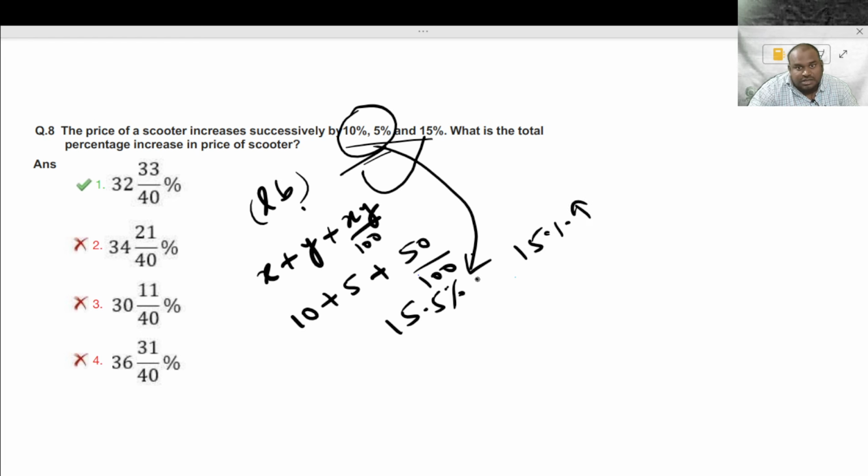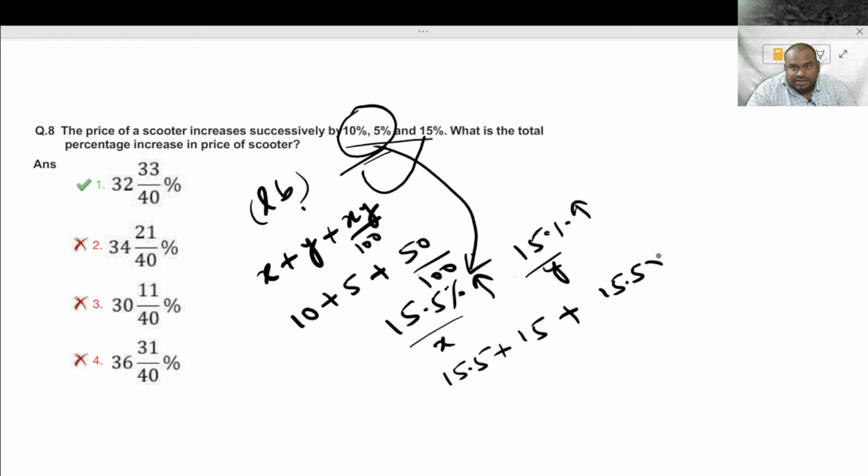Okay. First it increased by 15.5%, which means the increments of 10% and 5% together made 15.5%. Again it increased by 15%. So for these two, you take this as x and this as y. Calculate again the same thing: 15.5 plus 15 plus 15.5 into 15 divided by 100. So it will be 30.5 till here, plus 15 square, which is 225, because we know 15 square.